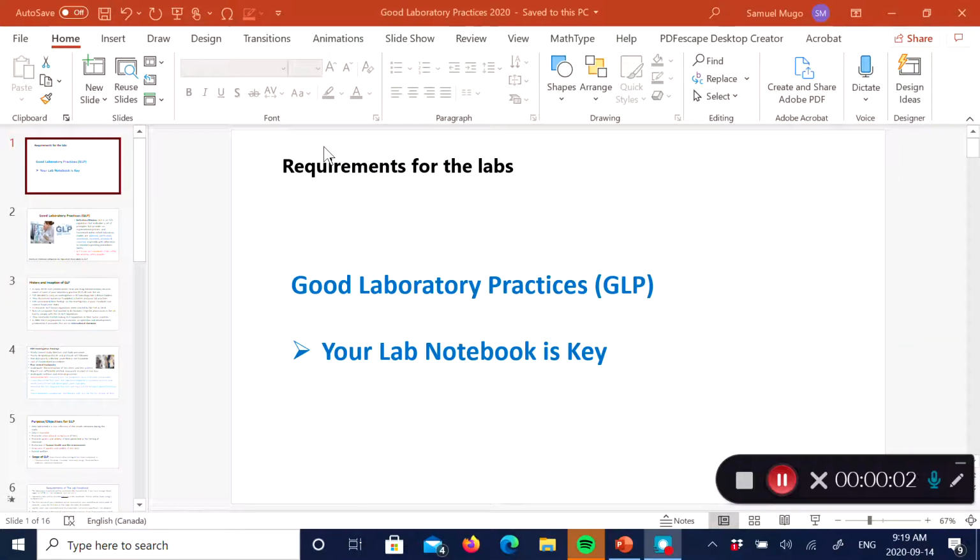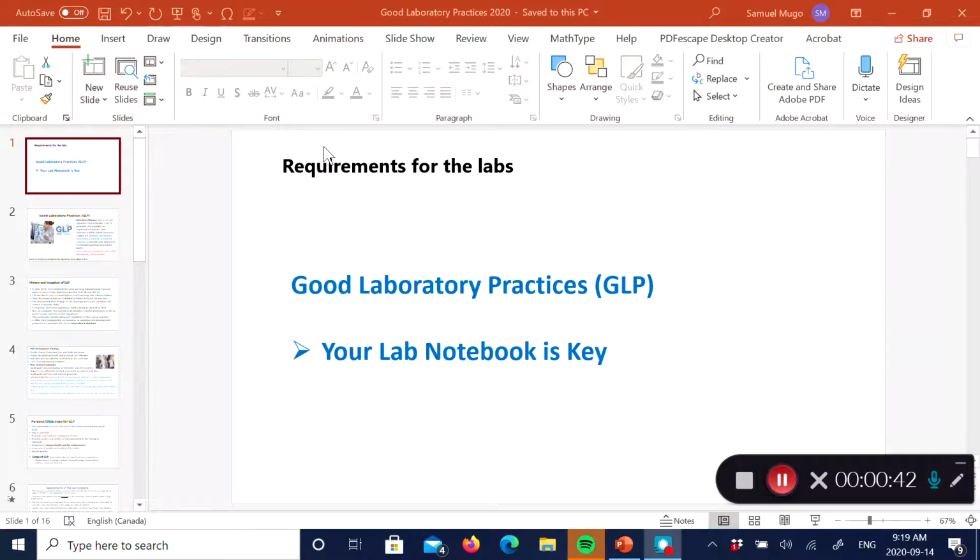The purpose of today's lecture is to introduce you to a very important requirement for the labs, not only for the academic labs, but also for industrial labs as well. This is what we call the Good Laboratory Practices, GLP. Chances are, if you go for an interview in an industrial lab, you will be asked the question, what is GLP? GLP stands for Good Laboratory Practices.